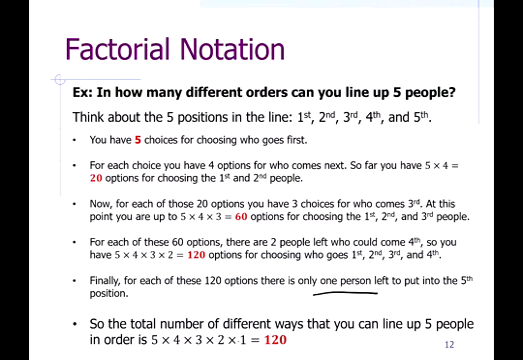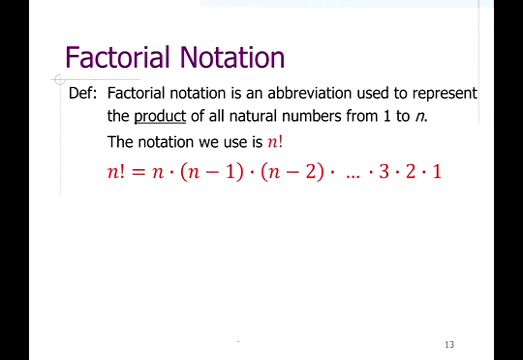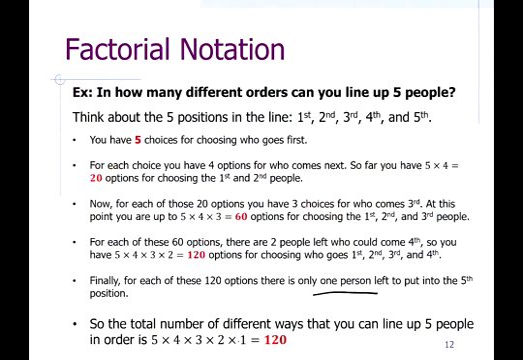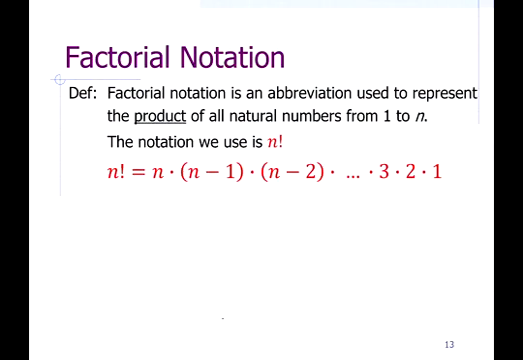Now it turns out there's an abbreviation, and you may have seen this before, you may have not. But instead of writing 5 times 4 times 3 times 2 times 1, what if instead of lining up 5 people, it was lining up 20 people? You wouldn't want to write 20 times 19 times 18 times 17, all the way down to 1. So it turns out we have a nice convenient notation called factorial.